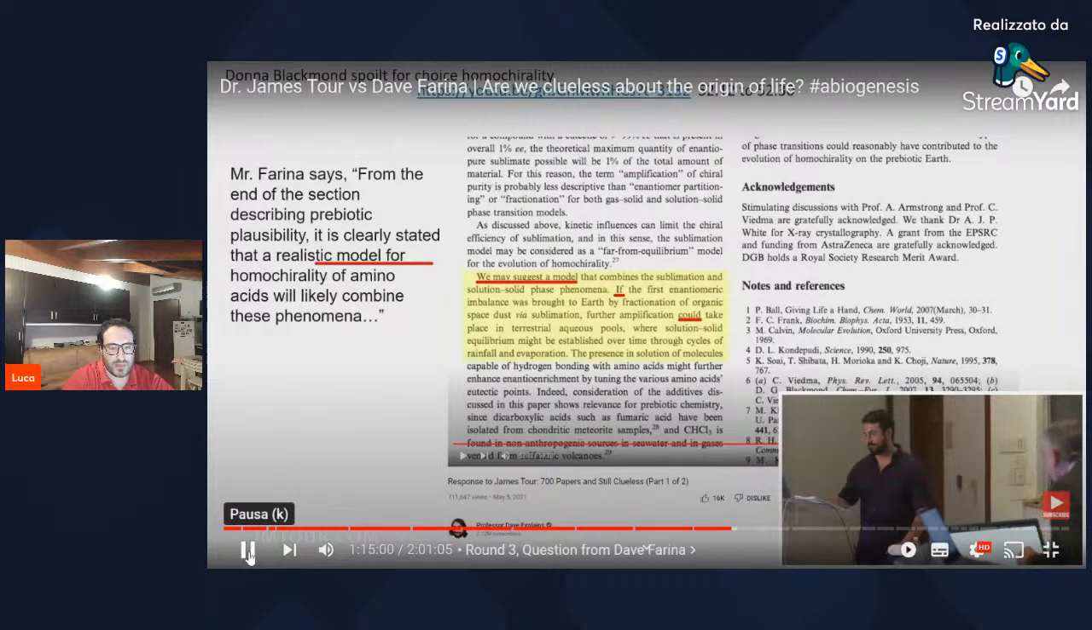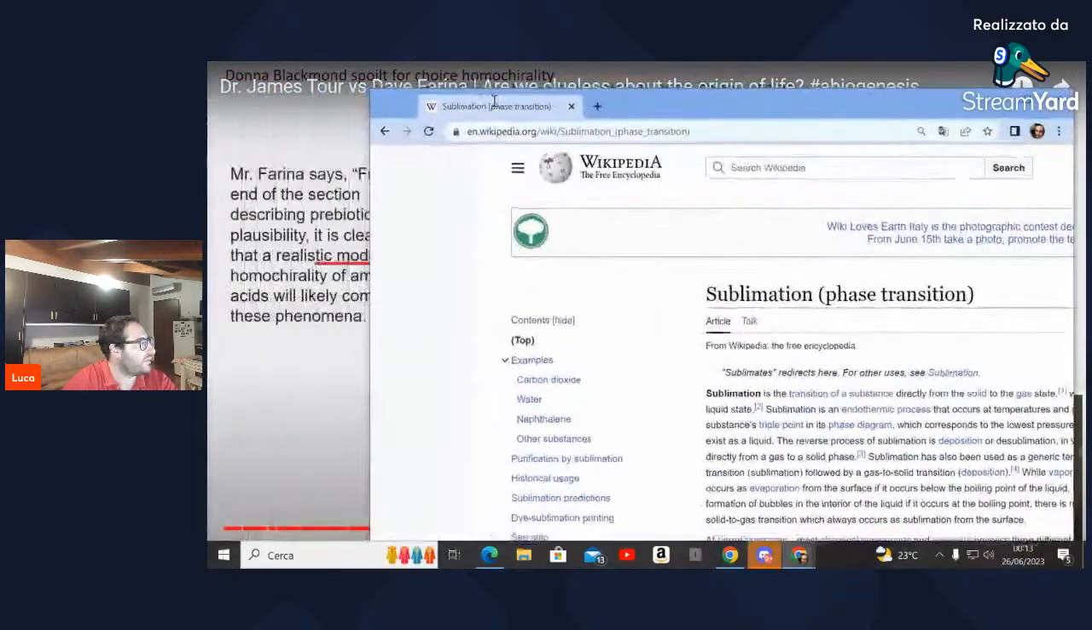This is your paper, the one she cited. She says, if the first enantiomer imbalance was brought to Earth by fractionation of the organic space dust, which is totally possible, by sublimation, and then it landed in a pond and magically... For example, sublimation, Sadie. You know what sublimation is, for example, because it's a physical process, so not a kinetic one, like Tour was saying. Here, Tour was just wrong.